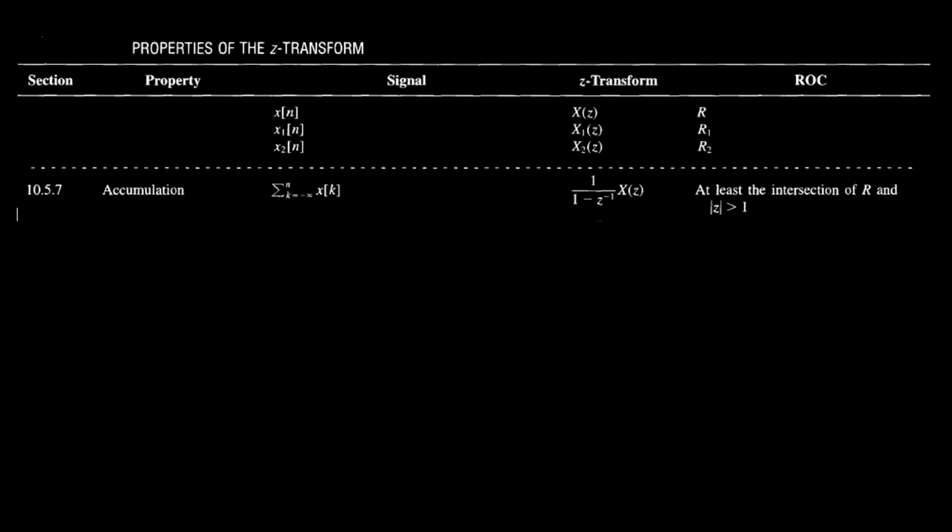Now let us move towards the accumulation property, and we have y of n. I'm just going to write it over here. So this is simply a summation k minus infinity to n x of k, and the definition states that it has a z transform as 1 over 1 minus z inverse times x of z. Let us move towards the formal proof of this property, that is the accumulation property.